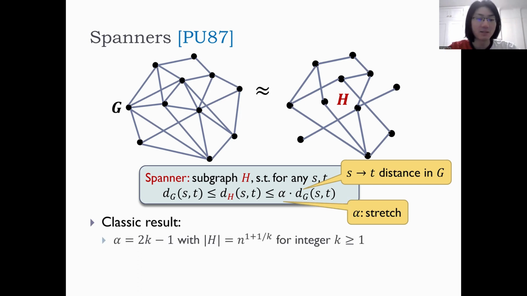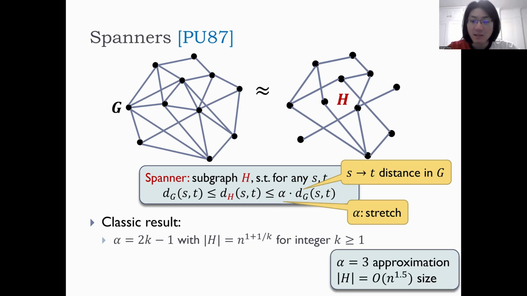And a classic result shows that there is a trade-off between alpha and the size of the spanner. For integer k larger than 1, when the stretch is 2k minus 1, the size is n to the 1 plus 1/k. If we minimize the stretch for a sub-quadratic spanner, the best we can get is alpha equals 3 with n to the 1.5 edges. And this trade-off is tight under the Erdős girth conjecture.